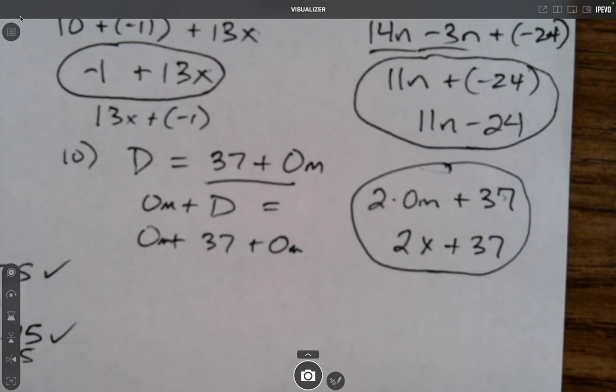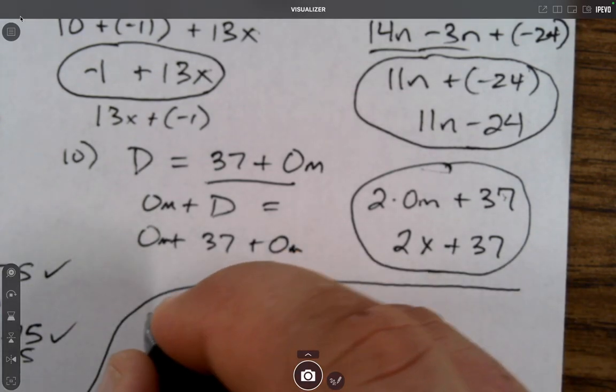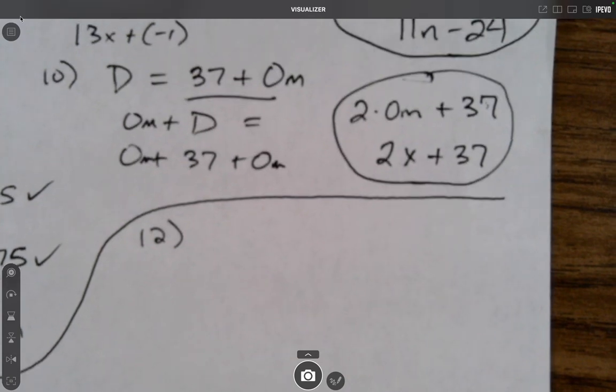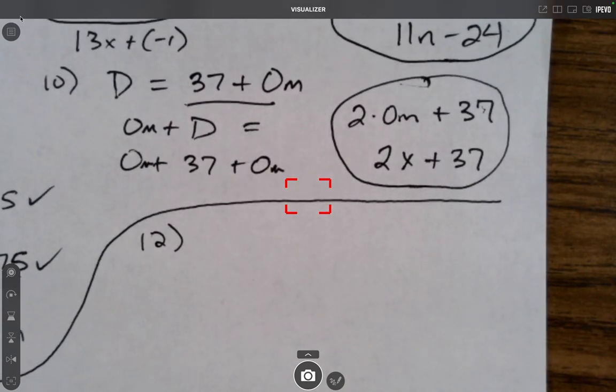Okay, now we're switching gears to solving equations. I'll refocus, hold on just a second. Okay.